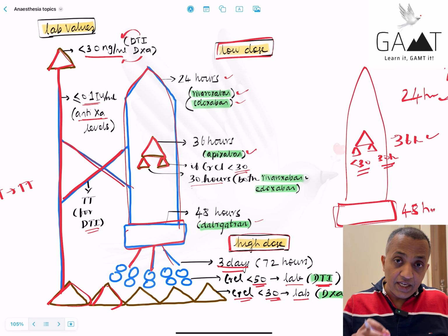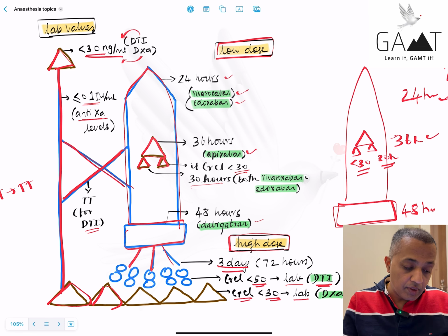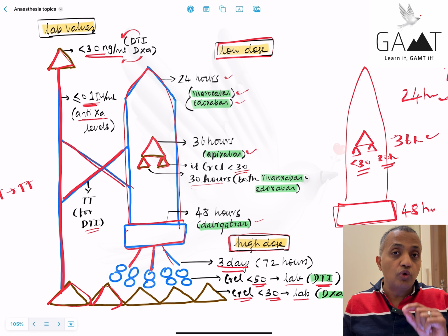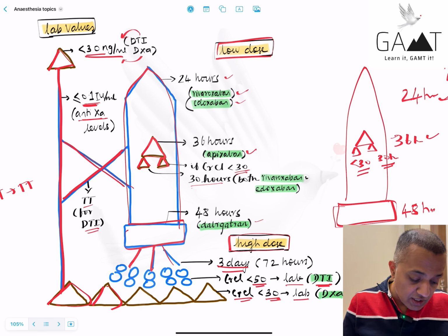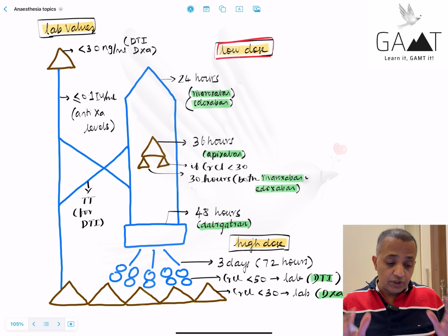For factor 10A inhibitors, you have 2 tests. The first is the drug levels, which should be less than 30 nanogram per ml, and the anti-10A levels, which is less than 0.1 international units per ml. For direct thrombin inhibitors, we have 2 tests. The first is thrombin time, and the second one is the drug levels, which should be less than 30 nanogram per ml. Okay, so there you go.